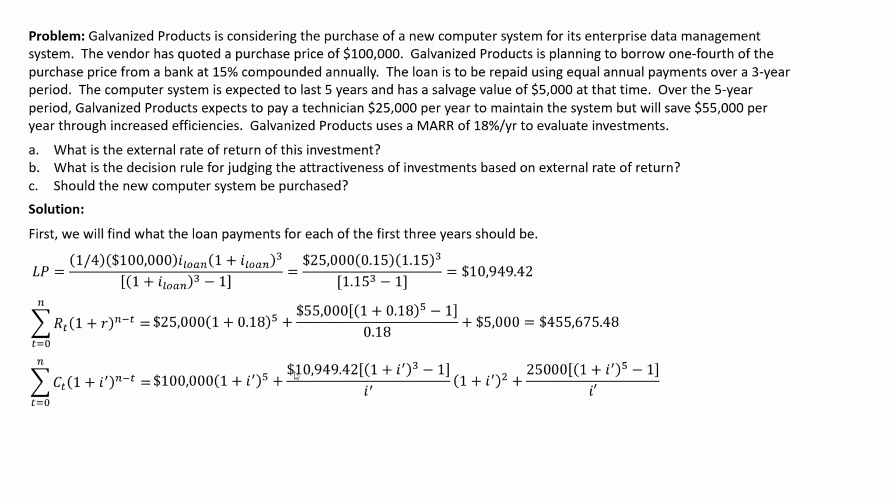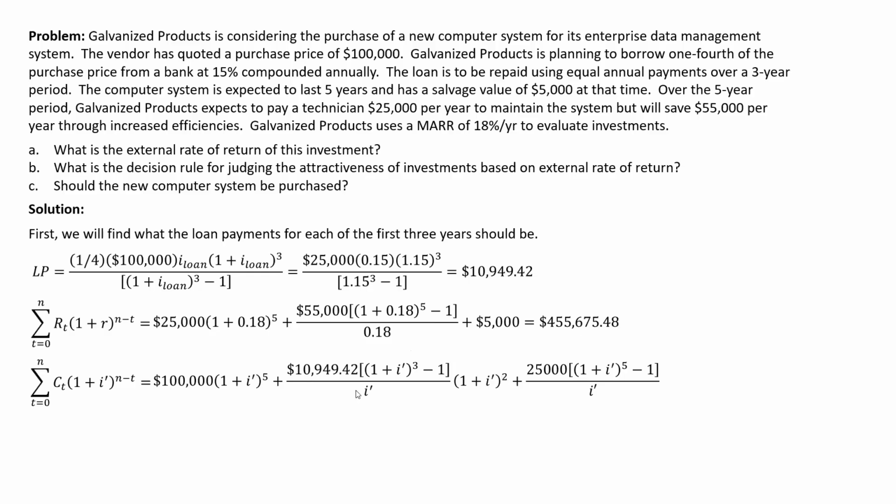Let me explain this. So at t equals 1, 2, and 3, there's a negative 10,949 thing, right? So if you project it to t equals 3, at the end of t equals 3, would you agree you need to use this formula? To t equals 3. Now that you got a value of it at t equals 3, to move it to t equals 5, you need to multiply by (1 + i') squared. That's what is happening here.